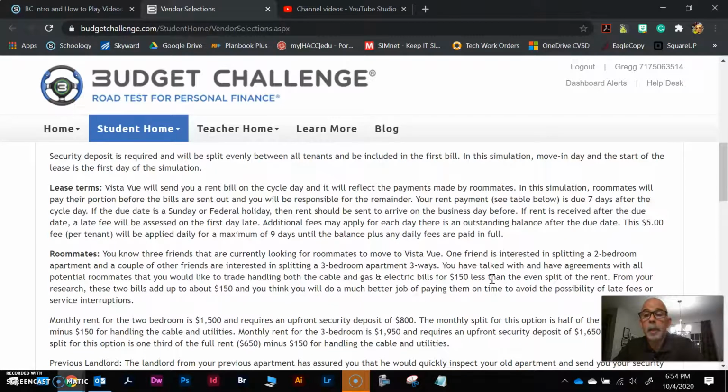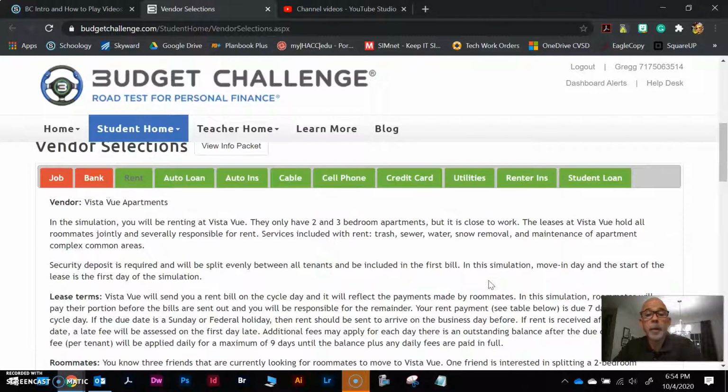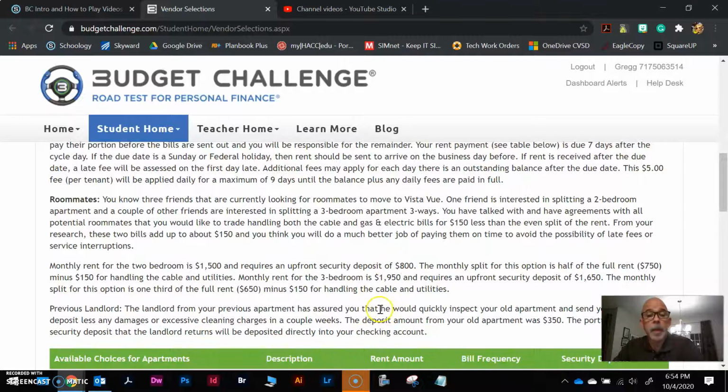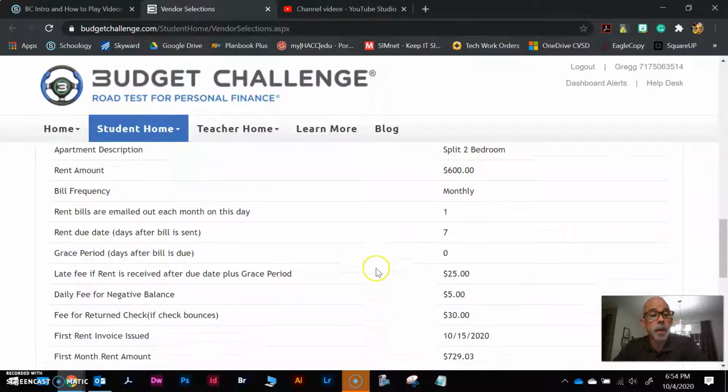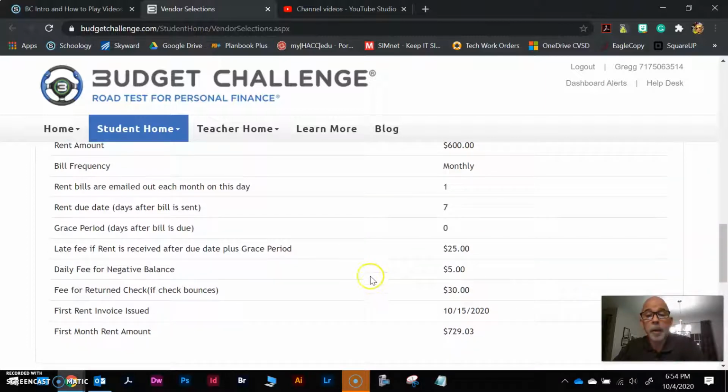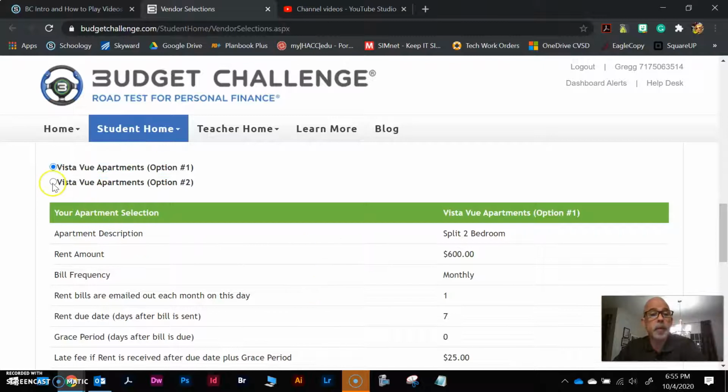Let me look in the details here to see when you are going to move in. Essentially it appears to me that you are moving in mid-month. Here you go, first rent invoice issue, 10/15. So I'm assuming it's probably going to be mid-month. So yeah, it's $600 a month, but you have to pay a little bit more the first month because you're paying that security deposit plus the prorated amount. So that's what you're paying for the first month for the 2-bedroom.